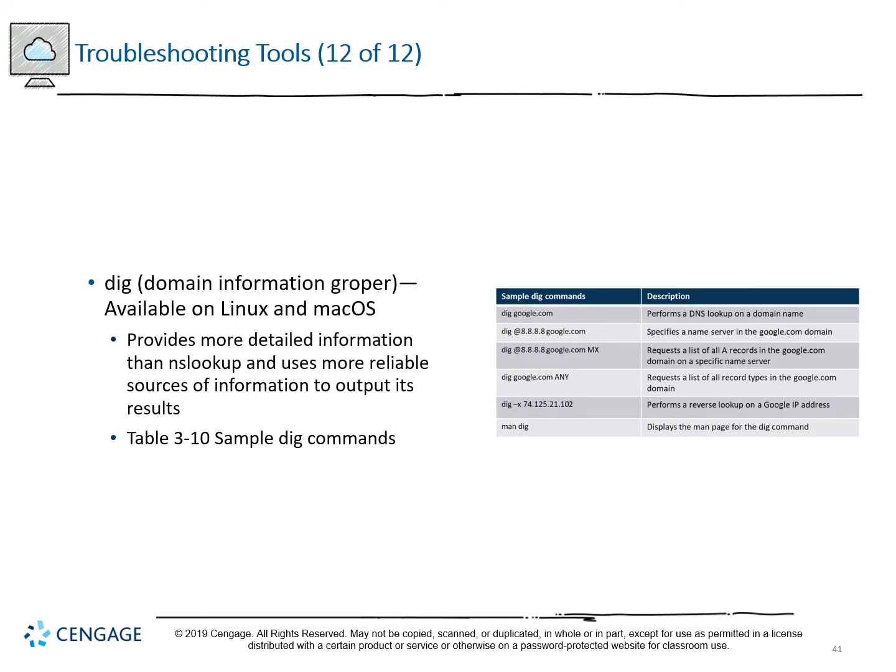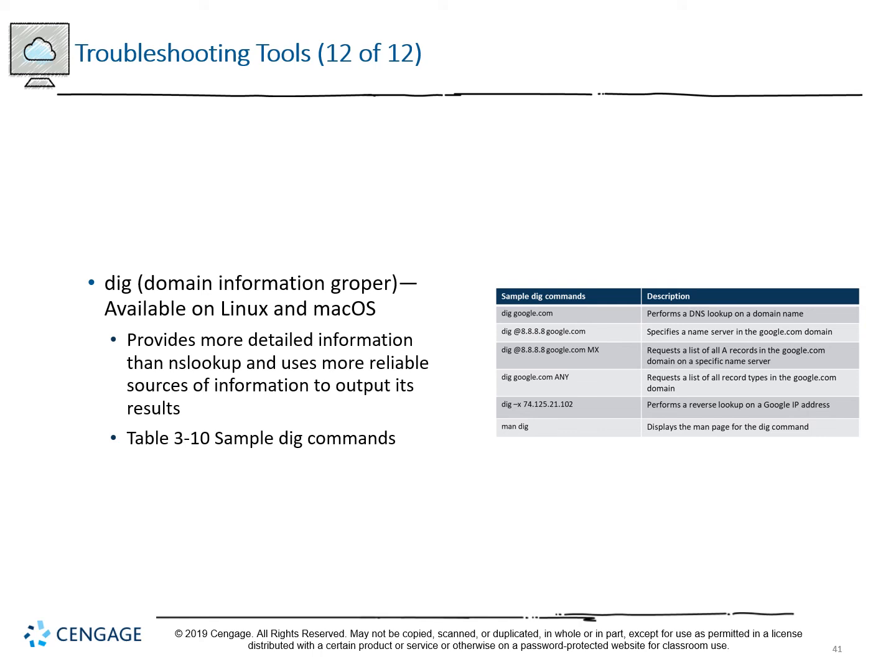Domain Information Groper, also called DIG, is a little bit more detailed than NSLOOKUP, and the commands that you can use are much more extensive. So on the right, you can see dig google.com just does a standard DNS lookup. If we do dig @8.8.8.8 google.com, that specifies the name server that we want to pull in order to do the information for that domain.